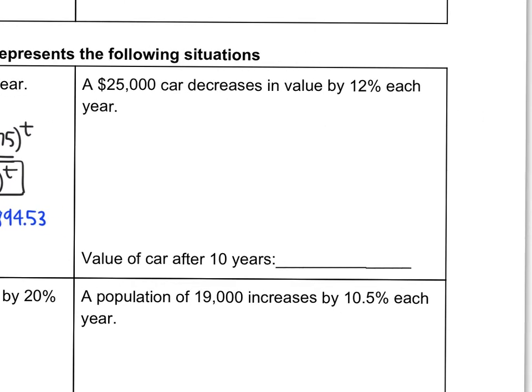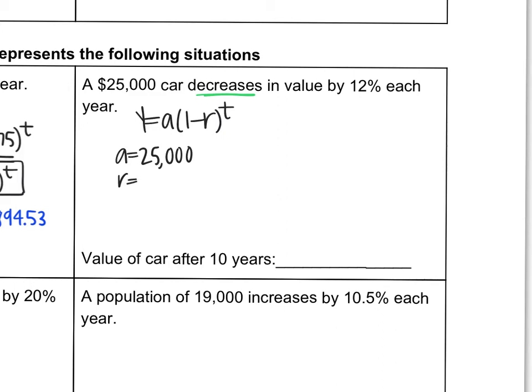Let's go ahead and take a look at the next example. Same thing, a $25,000 car decreases in value 12% each year. Decreases, there's my red flag. It's going to be decay, so that's a times 1 minus r to the t. Let's go ahead and find a, r, and t. A is 25,000.